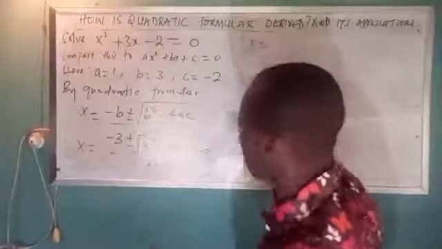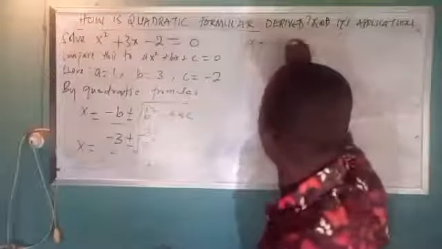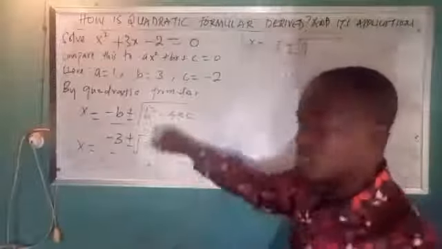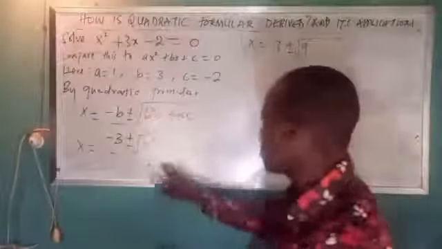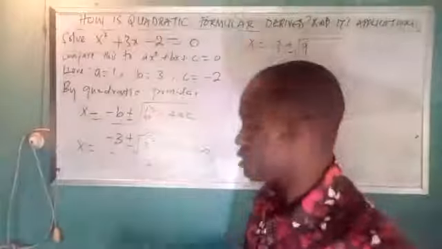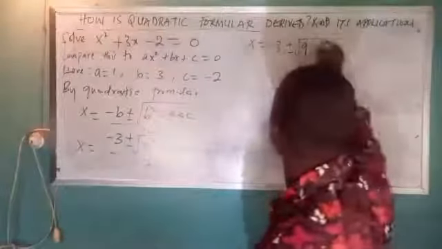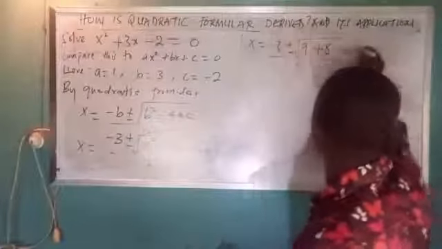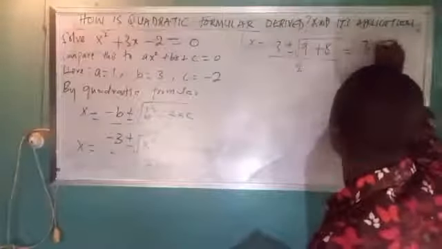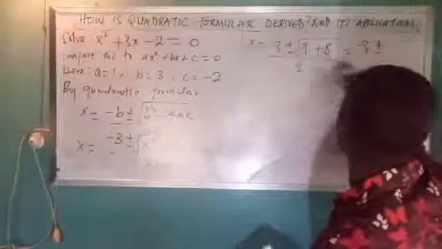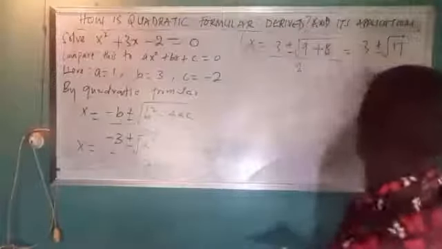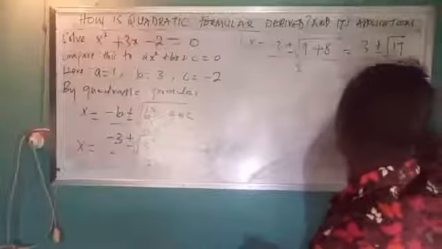We have x equals minus 3 plus or minus the square root of 9, that is 3 to the power 2 is 9, minus 4 times 1 times minus 2, which gives plus 8, all divided by 2. Automatically, we have minus 3 plus or minus the square root of 17 over 2.